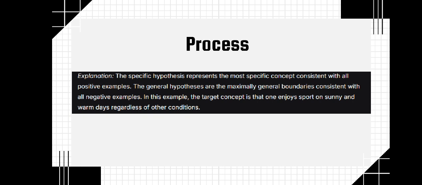Now let's briefly look at the process. Initially, S is very specific and G is very general. As more training examples are processed, S becomes slightly more general and G becomes slightly more specific. The space between S and G is called the version space. The version space contains all hypotheses that are consistent with the training data.